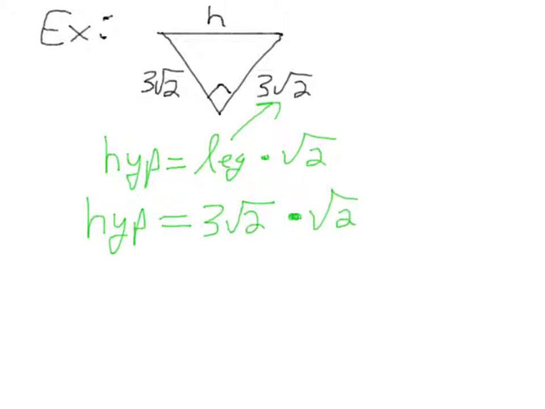Okay, and now I'm almost done. I just have to simplify. So the hypotenuse equals 3, and the square root of 2 times the square root of 2, when I multiply these things together, I'm just going to get 2, and 3 times 2 is 6. So my hypotenuse is 6.